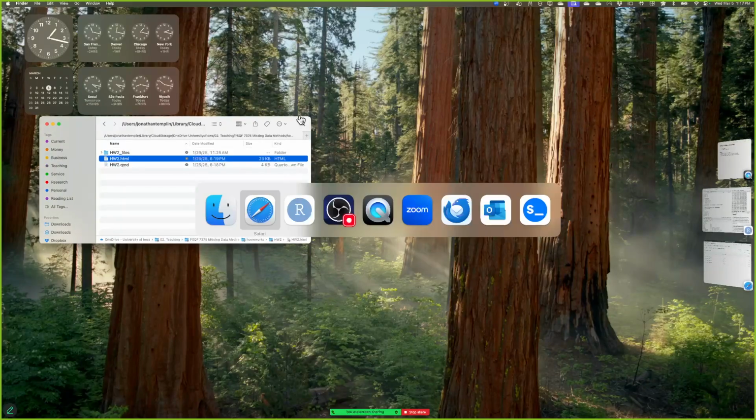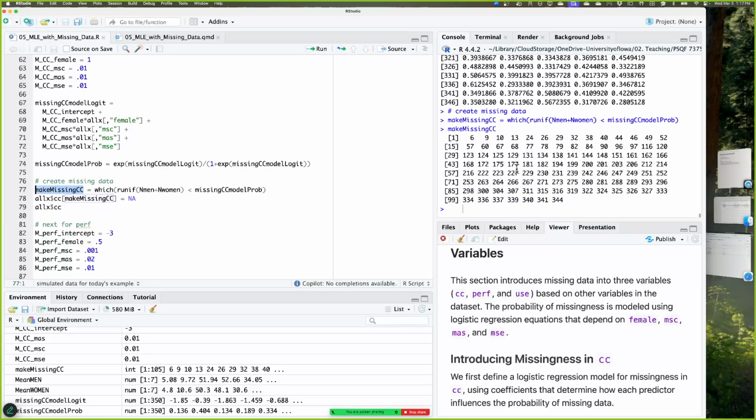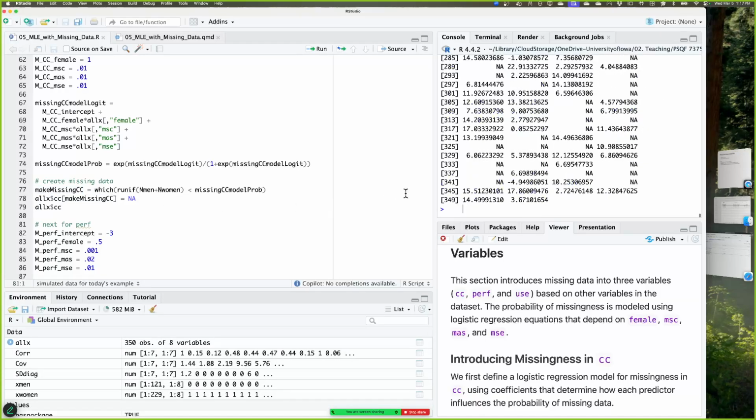Okay, so we come back here. Now I can tell you these are the probabilities. Let's go and see which ones we need to make missing. When we do that, these are the missing values, and I make them NA. And now I have missing data on college credit. Cool? You can see where I'm going with this.